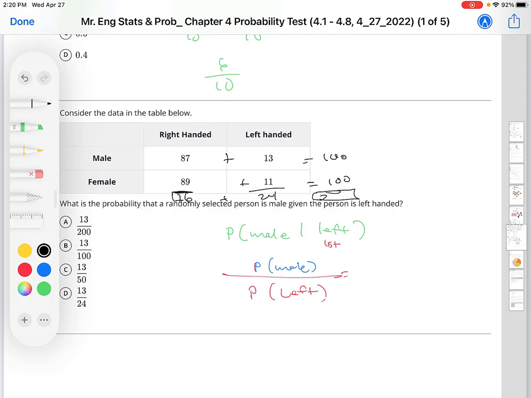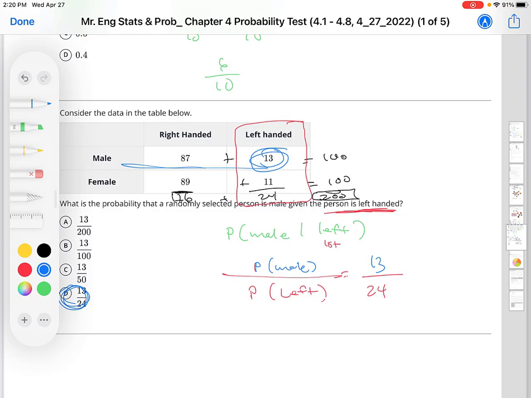So it's 200 people total, but we're looking just at the condition given that they're left-handed. So here is left-handed. How many left-handed people do we have? We have 24 left-handed people. Now, given that they are left-handed, what's the probability in the red box that they are male? Well, that's only this number, right? That would be 13. So 13 out of 24, your answer is D.